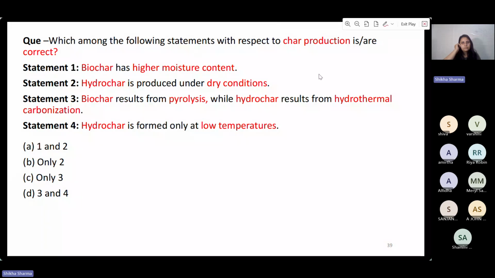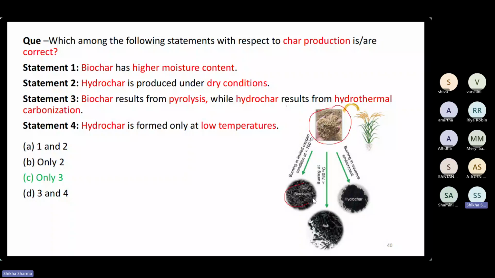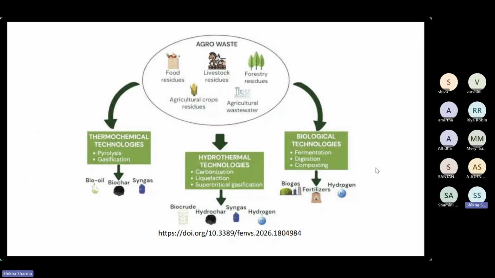So here Shiva is saying C is the correct answer. Let's see. So he's correct. As we know, from organic waste or agriculture waste, we can get biochar, ash, and hydrochar when we maintain different kinds of conditions.